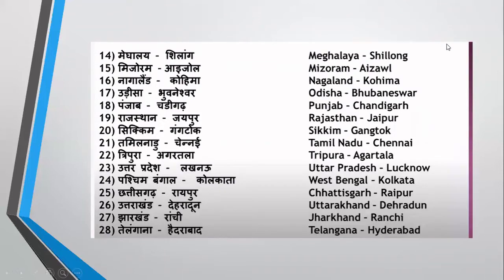Meghalaya will be Shillong, Mizoram is Aizawl, Nagaland is Kohima, Odisha is Bhubaneswar, Punjab is Chandigarh, Rajasthan is Jaipur, Sikkim is Gangtok, Tamil Nadu is Chennai, Tripura will be Agartala, Uttar Pradesh's capital is Lucknow, West Bengal's Kolkata, Chhattisgarh's Raipur, Uttarakhand's Dehradun, Jharkhand, Ranchi, and Telangana will be Hyderabad.